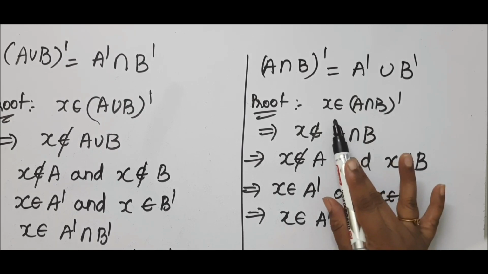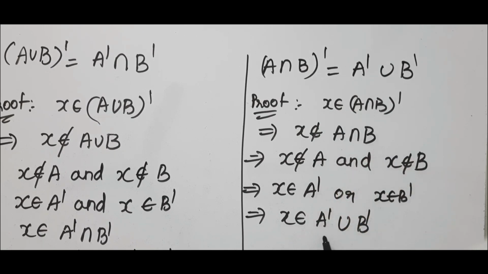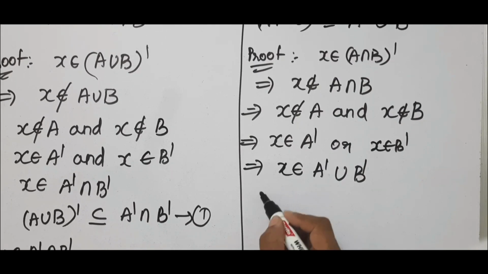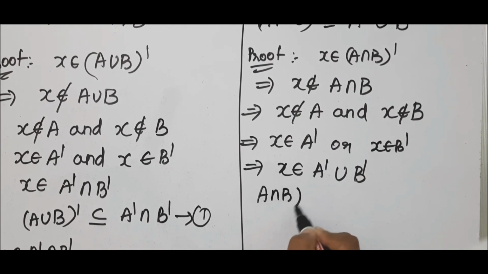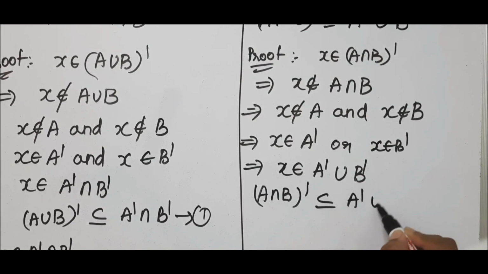So we have shown that X belongs to A intersection B whole complement, and the same element is in A complement union B complement. Therefore, A intersection B whole complement is a subset of A complement union B complement.